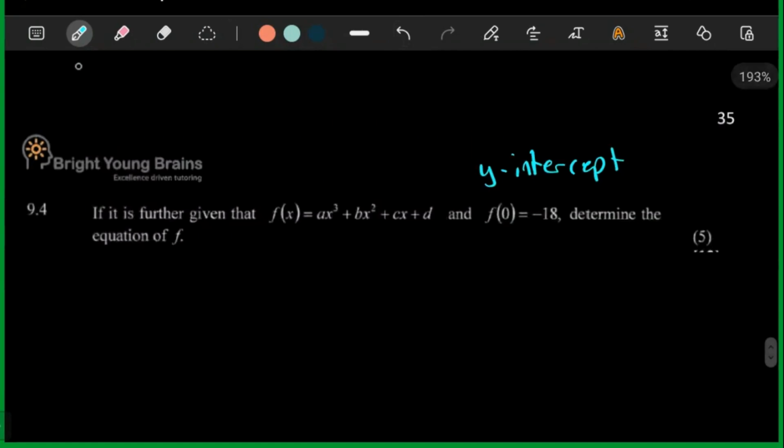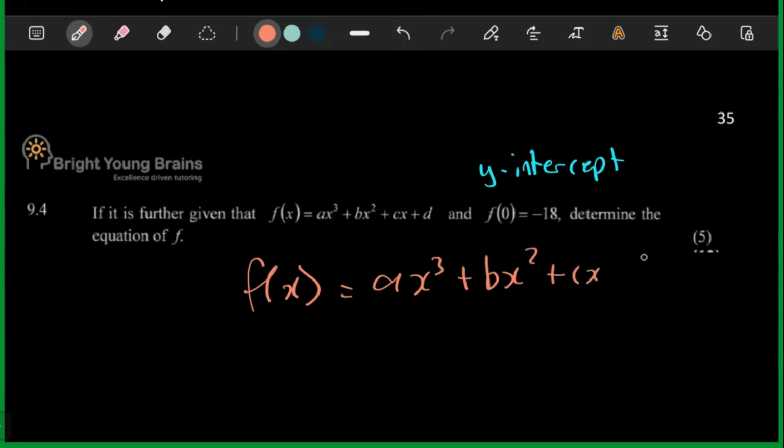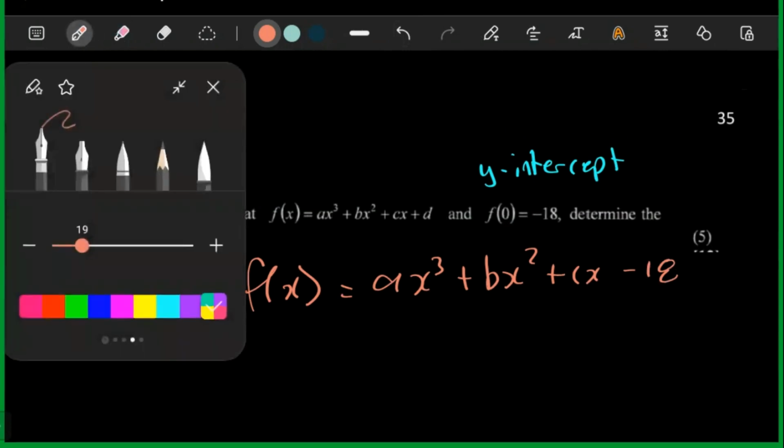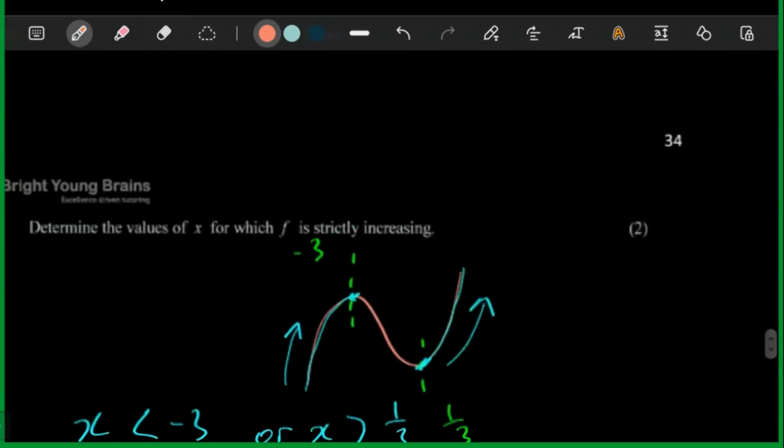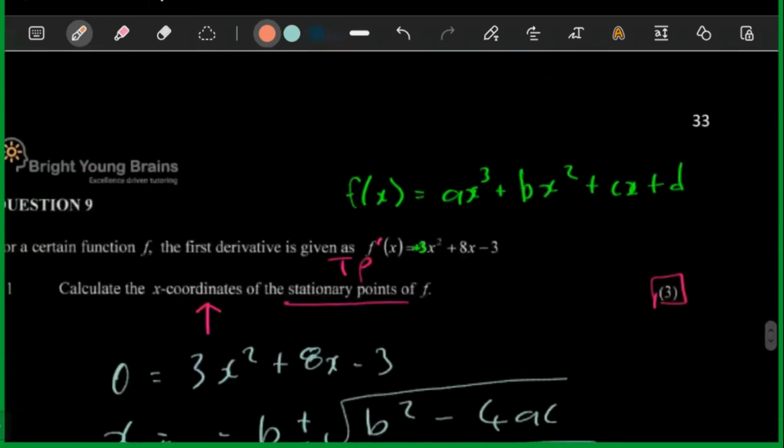Now they want us to find the equation of f. So in the beginning, you can already just say f of x is equal to ax cubed plus bx squared plus cx minus 18. This is now obsolete because it doesn't help us much. If we throw in x as 0, negative 18 will be left. So the way this equation is laid out now, it's quite useless. The only thing that's useful though is the first derivative that they gave us.